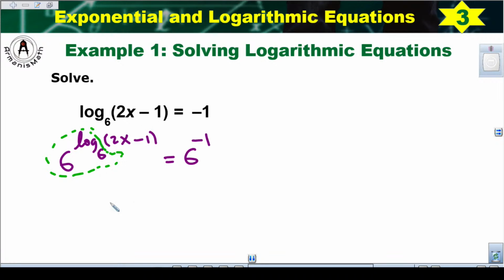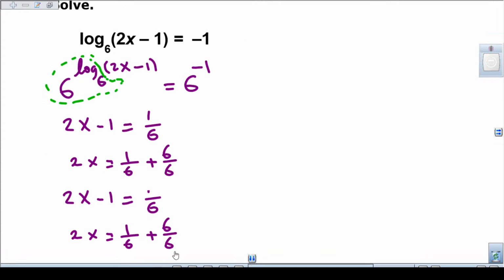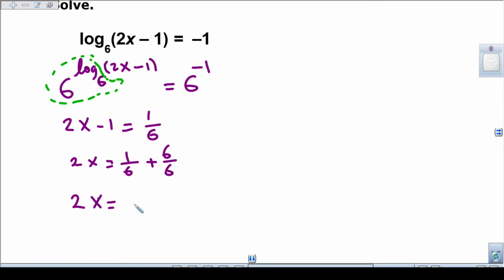That's going to go bye-bye, and that leaves you with 2x minus 1 equals 6 to the -1, which is 1 over 6. I'm going to add 1 to both sides, so 2x equals 1/6 plus 6 over 6, since 1 is 6 over 6. And the 2x is going to give you 7 over 6. Then you multiply both sides by a half to get rid of this 2, which will give you x equals 7 over 12. And I cannot simplify that further, so I'm going to leave it the way it is, 7 over 12.